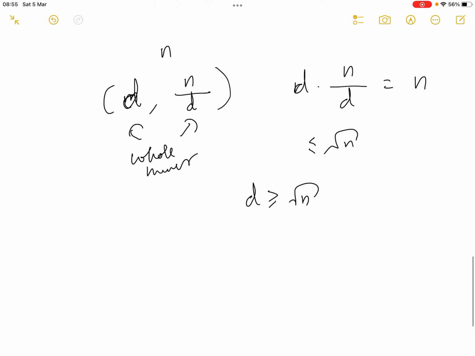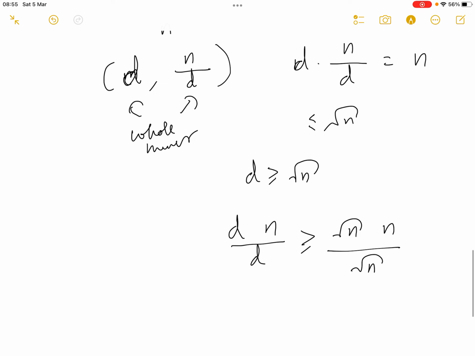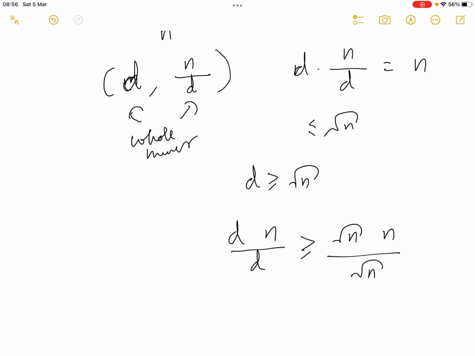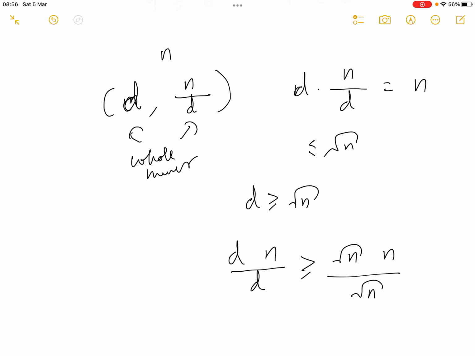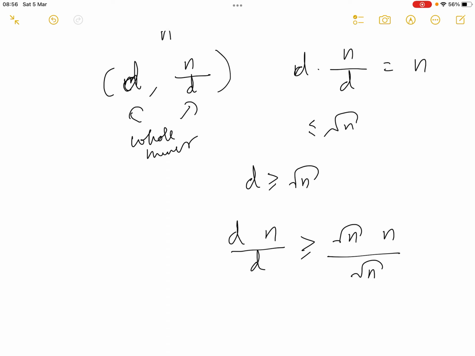then that means that d times n over d is greater than or equal to square root of n over square root of n. Actually, what am I doing? I need to just rub that out.